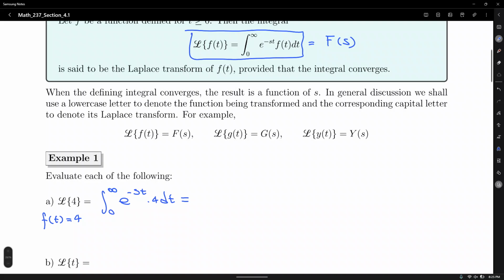All right, so I'm going to take that 4 outside of the integral from 0 to infinity of e to the negative st dt. Okay, look at this integral. It looks fairly simple to evaluate. However, we would need to rewrite it as an improper integral in terms of a limit problem, because that's how we treat type 1 improper integrals.